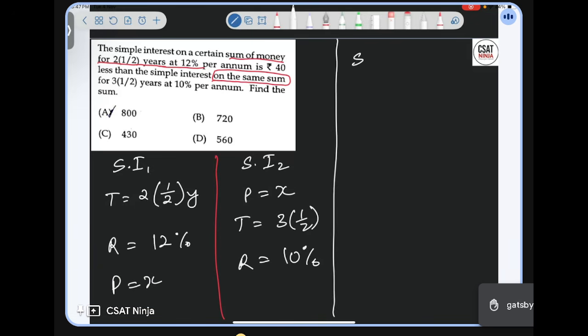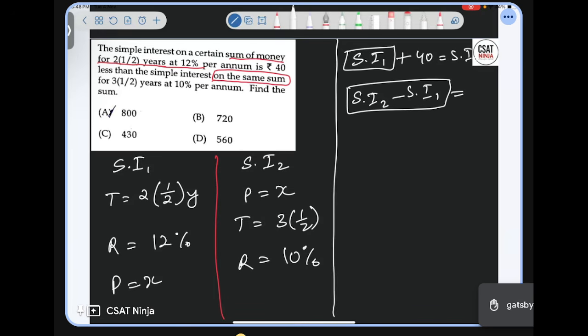The simple interest on a sum of money, this one, is 40 less than. That means this first simple interest is 40 less than. That means simple interest 1 plus 40 will give me simple interest 2. Or can I say like this? Simple interest 2 minus simple interest 1 will give me 40. So whichever way you can understand, you can follow that.